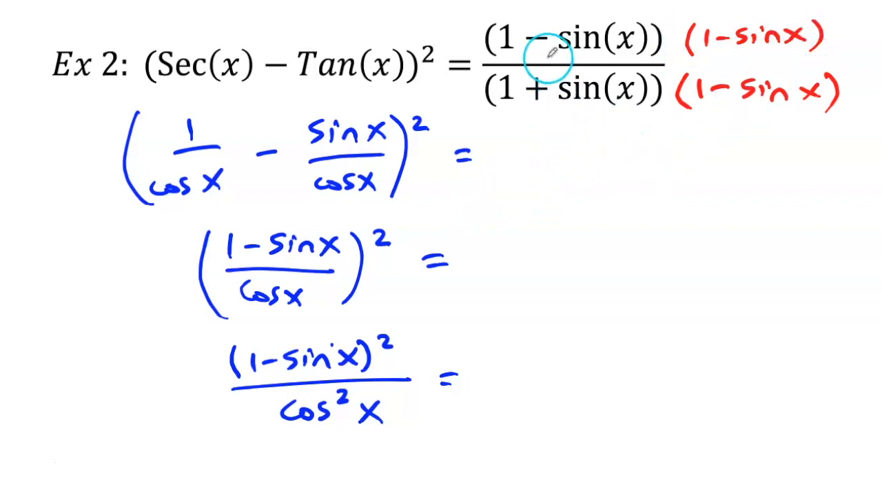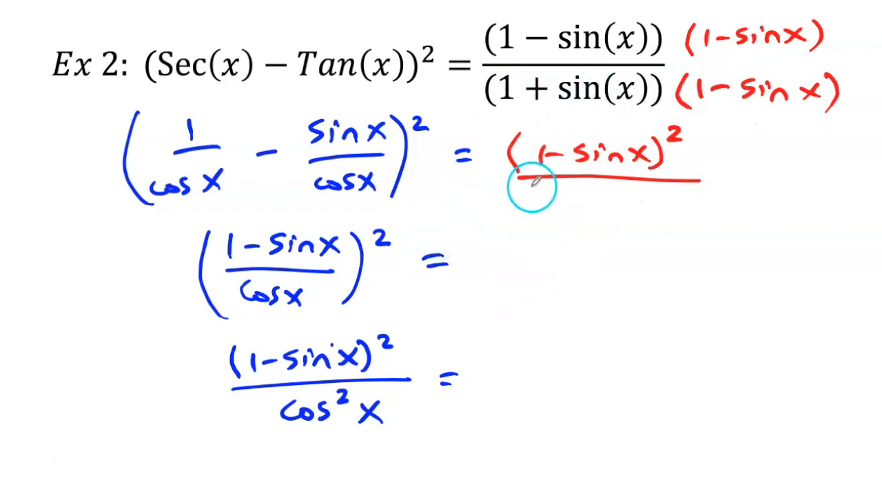Okay, but if you notice, look at this. I'm going to have 1 minus sine of x, 1 minus sine of x. That times that gives me this. So this becomes 1 minus sine of x to the second power. And I already have the top. It's okay, nice. Now let's go for the bottom.